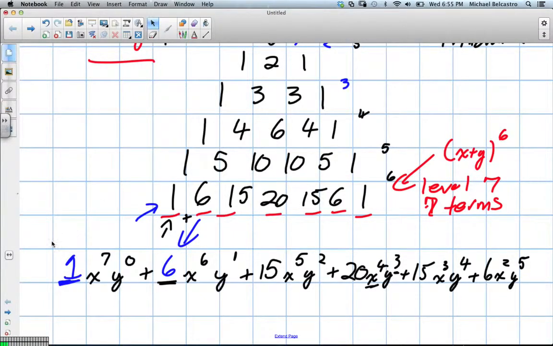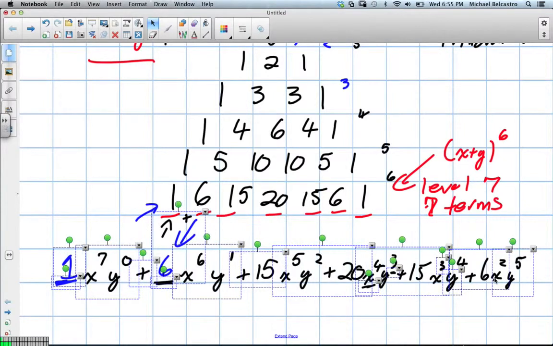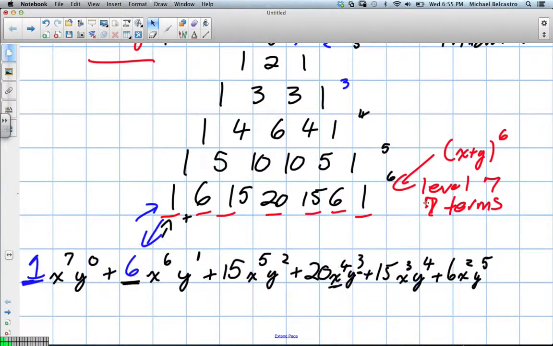And then finally, the very last term, what would that be? 1, x to the 6. I think we missed something there.